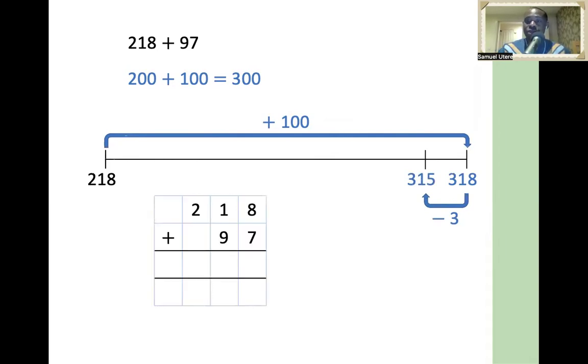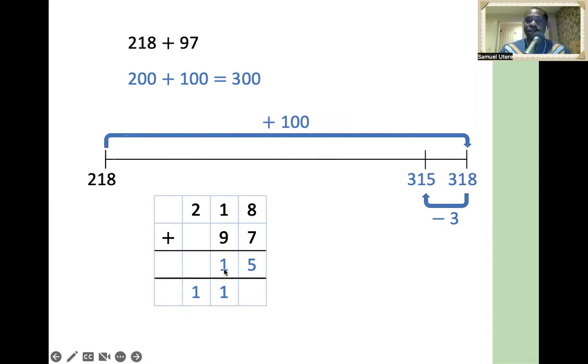We could also use a column method to do this. Now, if we use column method, by now you know how to do column method. So 8 ones add 7 ones will give us 15 ones. But we can do an exchange of 10 ones for 1 ten, which is here, the 10 column. Now, 1 ten add 9 tens will give us 10 tens, plus the 1 ten which we exchanged from here. That gives us 11 tens.